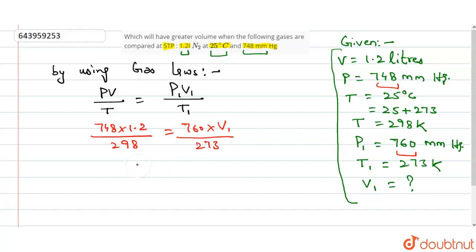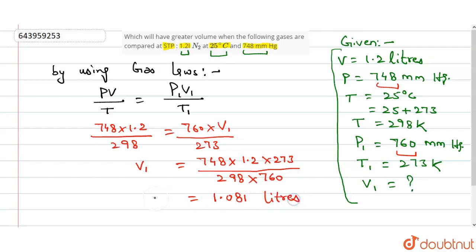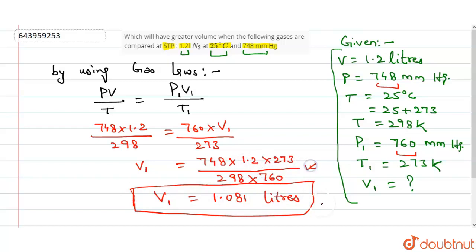Okay, so I'll move these values to this side. So I'll write here 748 into 1.2 into 273 upon 298 into 760. After solving this, you will find 101.081 liters. This is the actual value of V1. So this will be the answer. You can solve it on your own. So this is the right answer.